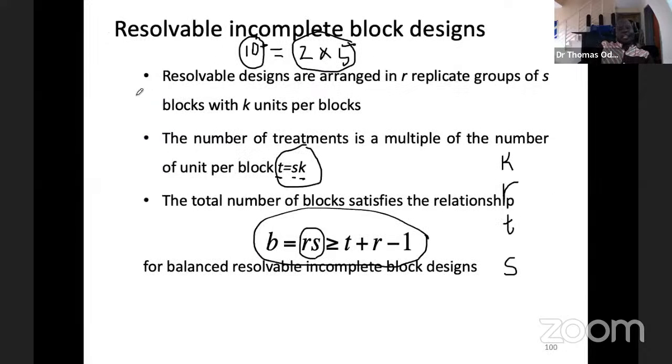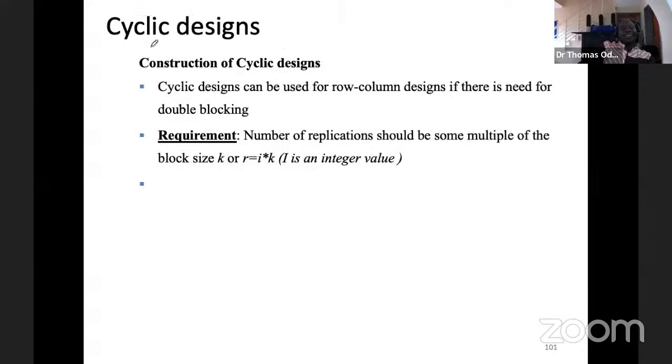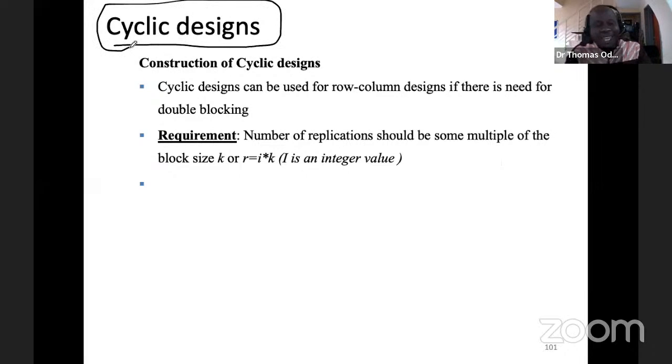When this design came up, the issue at that time was how do we do the randomization process? So from the resolvable, we came up with what is called the cyclic design. So the cyclic designs are row column designs that are easy to construct. So the whole advantage of this is that they are very easy to construct. You just construct them using some very simple method that I'm not going to show you now.